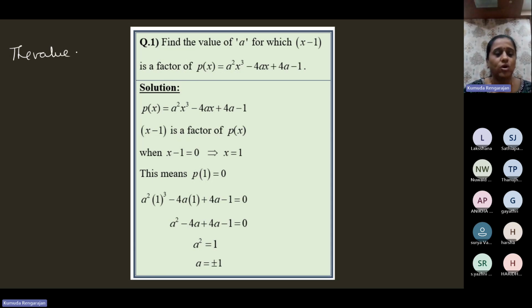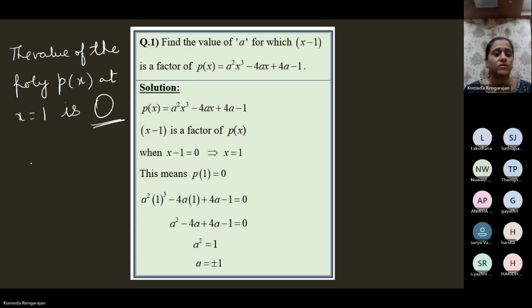The value of the polynomial p of x at x is equal to 1 is the remainder, 0. P of x is the polynomial. P of 1 means you're finding the value of the polynomial at x is equal to 1. Now you know what the answer will be. The answer is always the remainder. And what's the remainder here? 0, because x minus 1 is a factor.